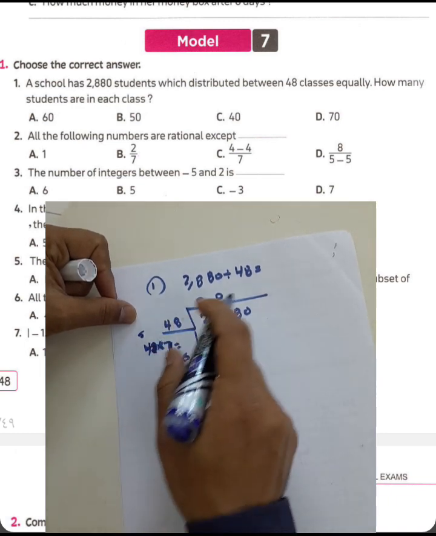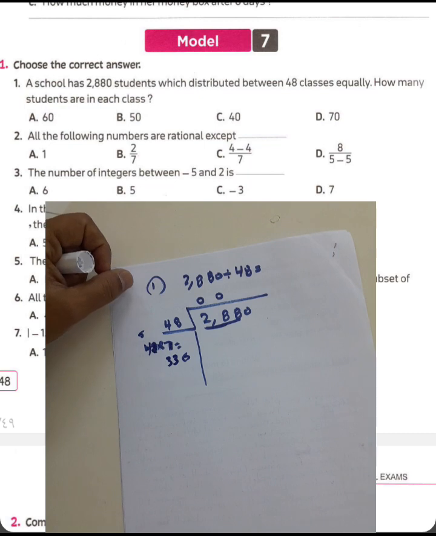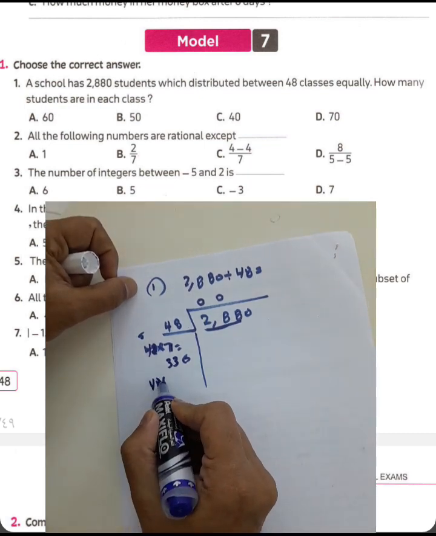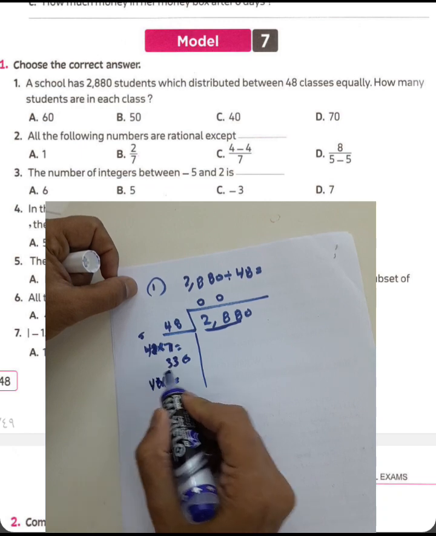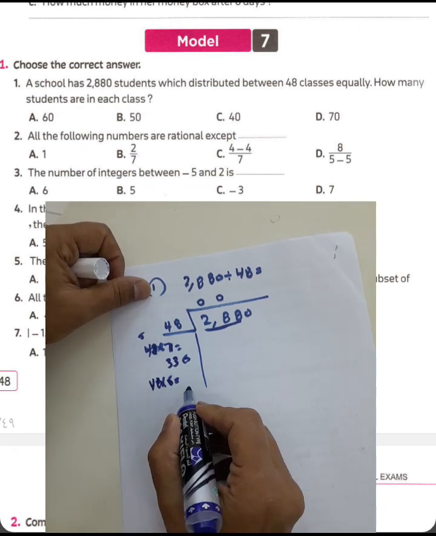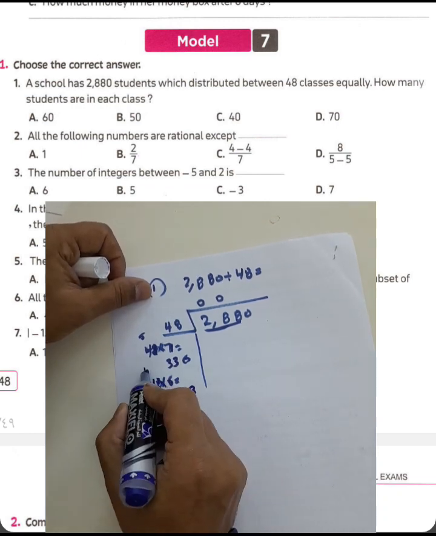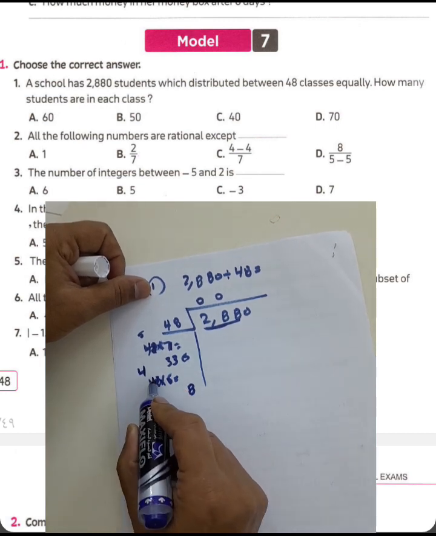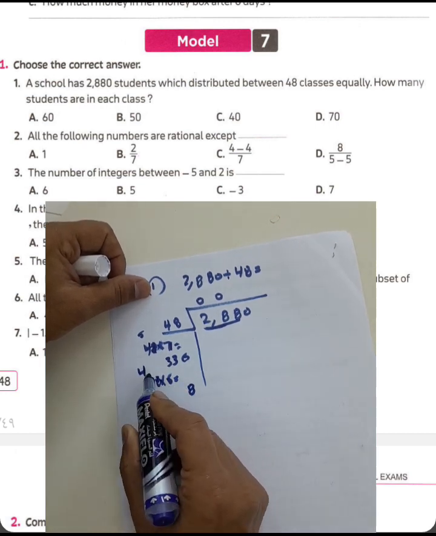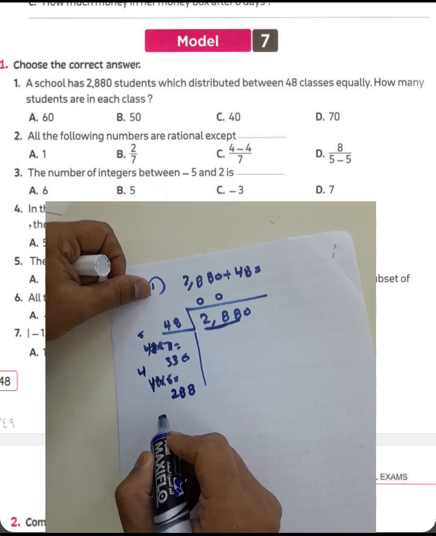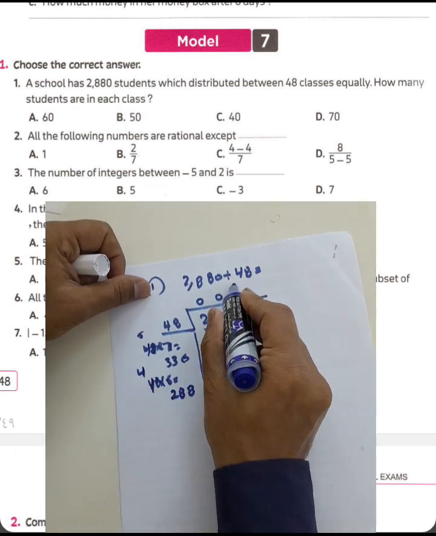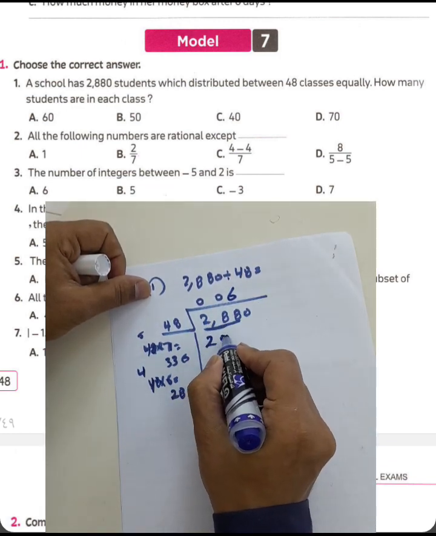Okay, it's greater than this number. So we must find the result by multiplying by 6. 6 times 8 equals 48, right? 8 and carry a 4. 4 times 6 equals 24. 24 plus 4 equals 28. It's the same number. Then we can write 6 outside and 288 here.